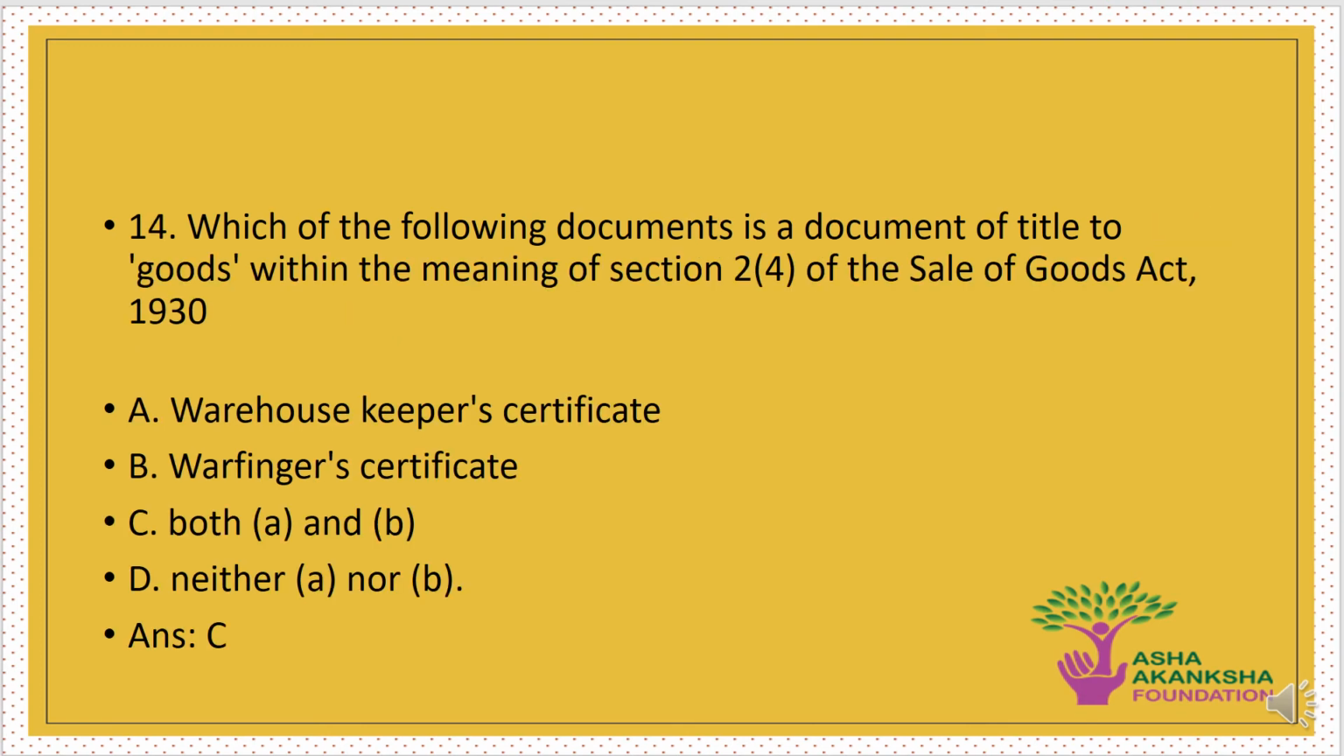The next question is: which of the following documents is a document of title to goods within the meaning of Section 2 Clause 4 of the Sale of Goods Act 1930? Options are A. Warehouse keeper's certificate, B. Wharfinger's certificate, C. Both A and B, or D. Neither A nor B. The correct answer to this question is option C, that is, both A and B, which means that both the warehouse keeper's certificate as well as the wharfinger's certificate are documents of title to goods within the meaning of Section 2 Clause 4 of the Sale of Goods Act 1930.